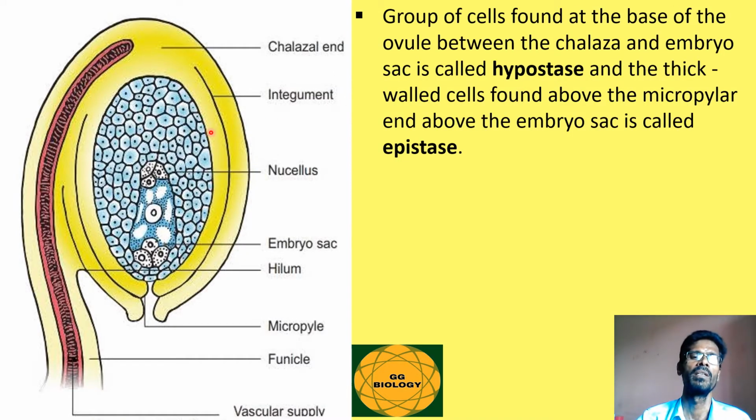Next, the nucellus can be differentiated into hypostase and epistase. Hypostase is the region from the chalaza till the embryo sac; the cells located between the chalaza and the embryo sac are called hypostase. The cells located between the micropylar end and the embryo sac are called epistase. So the group of cells found at the base of the ovule between the chalaza and the embryo sac is hypostase, and the thick-walled cells found above the embryo sac at the micropylar end are the epistase.